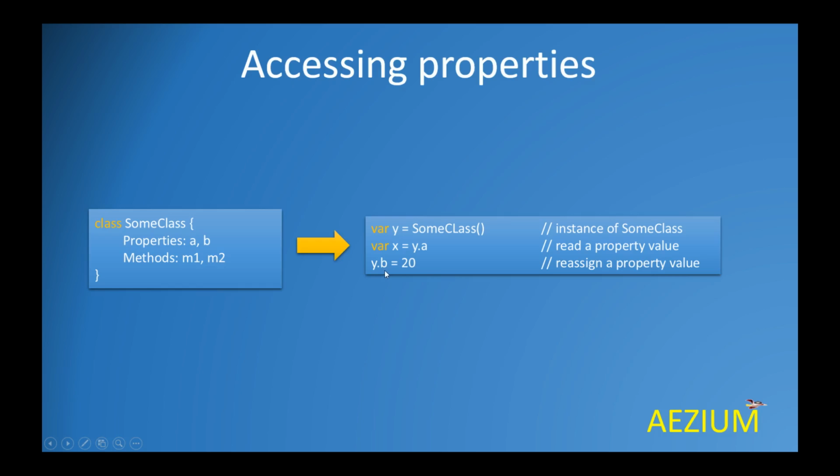We can use the same arrangement to set the values of the properties of a parameter which is of type class or a structure. So here y.b = 20 means that we are assigning a value of 20 to property b of y, where y as before was defined to be an instance of some class.